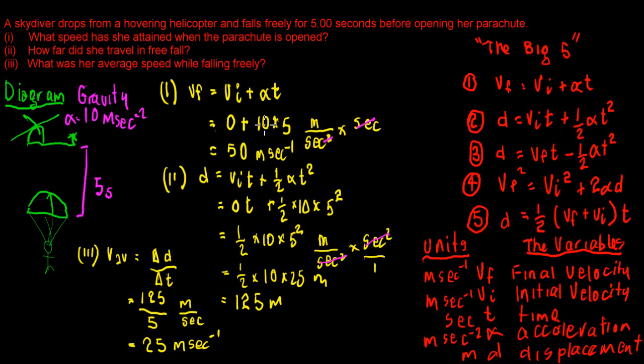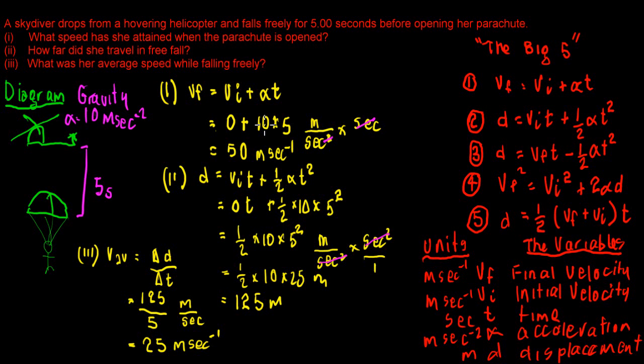And then finally, what was her average speed while falling freely? Average speed, you could possibly use one of the big 5 there, but we all know that the average speed is the total distance traveled over the total time taken, and we have this information here.